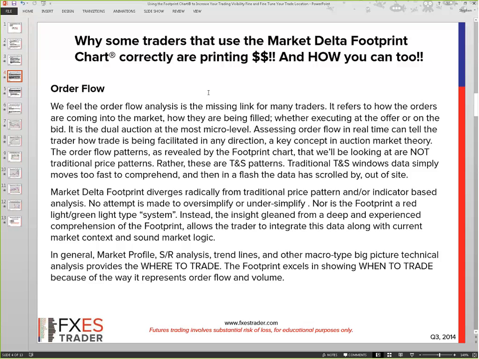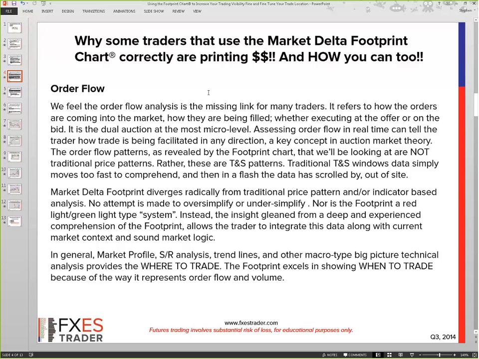So, whether executing at the offer or on the bid, I think that it's important that you can assess order flow in real time and determine whether it's being facilitated in any given direction. So as a key concept of auction market theory, in order flow patterns, as revealed by the footprint chart, we're really not looking at traditional price patterns. Rather, these are time and sales patterns, okay? But it's different than just the traditional time and sales window where data is just simply ripping through too fast to comprehend, and then you have no way to see what's going on.